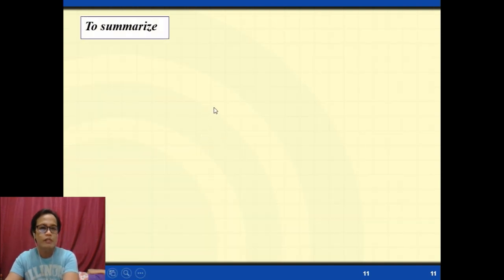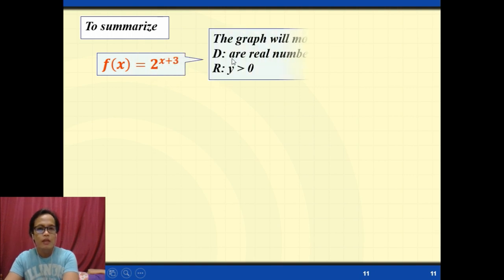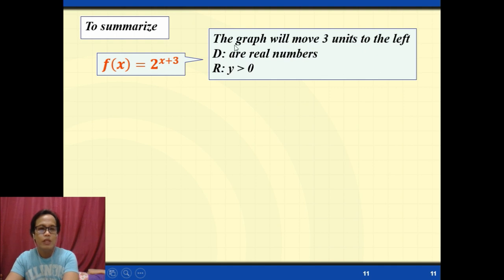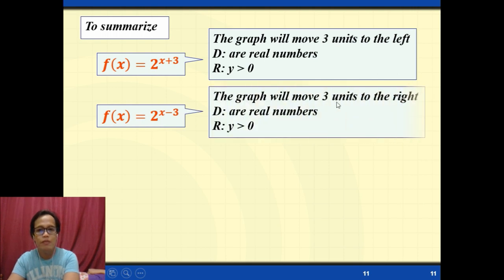So to summarize, for the function f of x equals 2 raised to x plus 3, with the reference graph from earlier, f of x equals 2 raised to x, the graph will move 3 units to the left. Then the domain are real numbers, then the range are y is greater than 0. Next is f of x equals 2 raised to x minus 3. The graph will move 3 units to the right. Then the domain are real numbers, then the range are y is greater than 0.